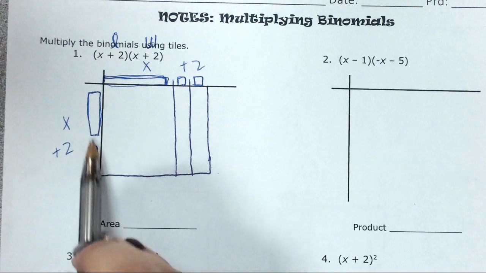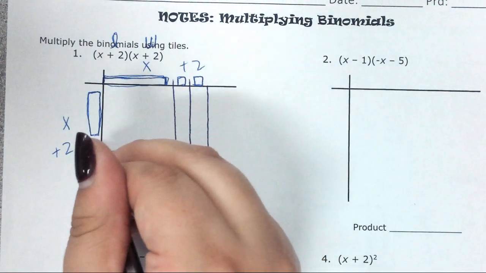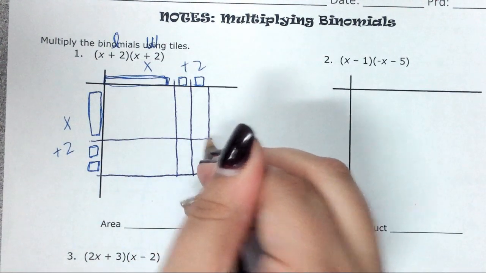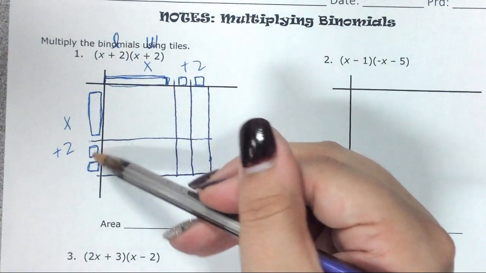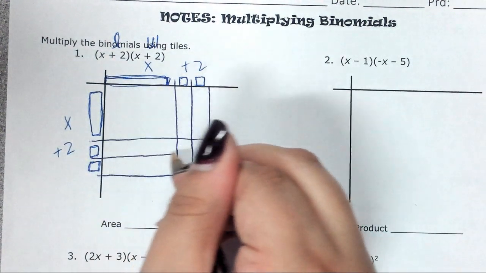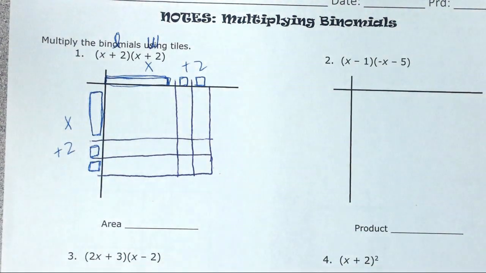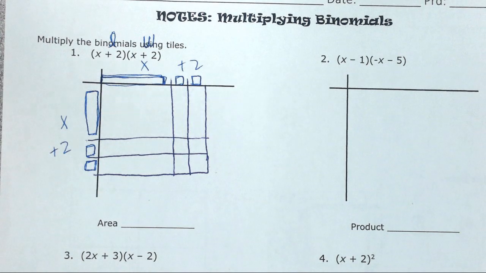Again, right here, do you see how there's a gap between those two? I'm going to draw a line across. Do you see how there's a gap between these two? I'm going to draw a line across. I've just created algebra tiles.